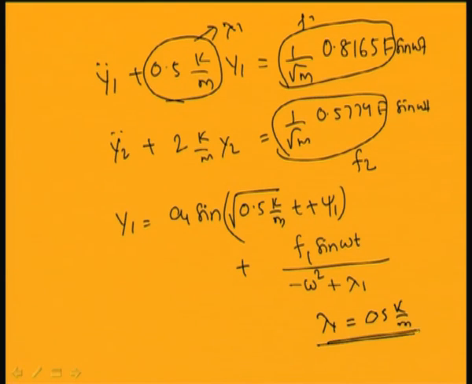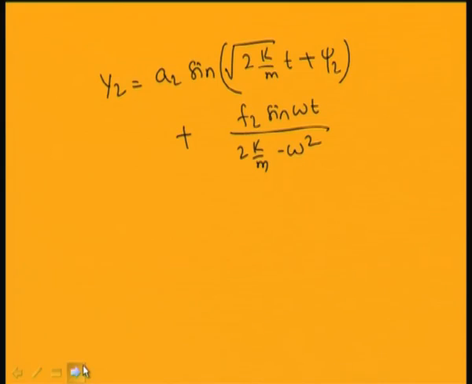So, for given k by m one can find the solution of the system, and here a1, psi 1 and a2, psi 2 depend on the initial conditions of the system. So, by knowing these initial conditions we can obtain the response of the system. Now let us see the normal mode summation method.